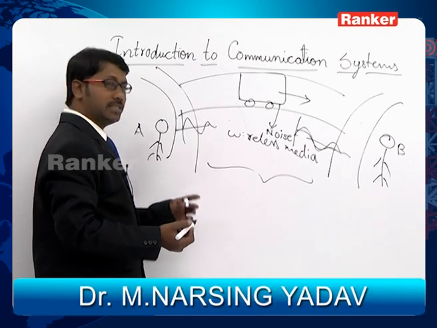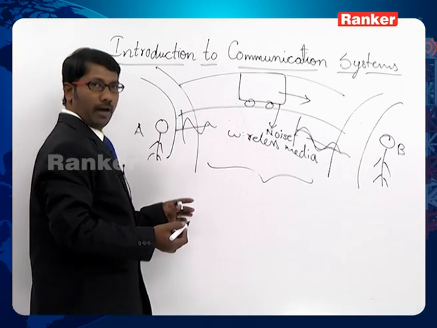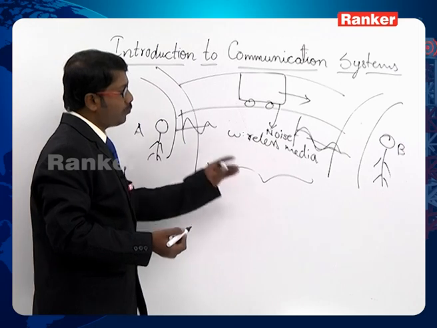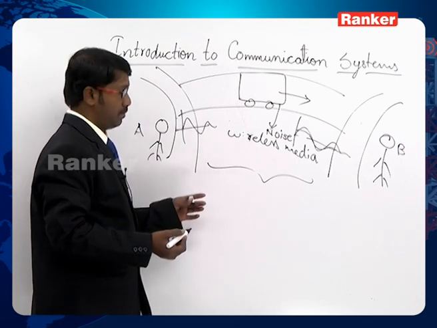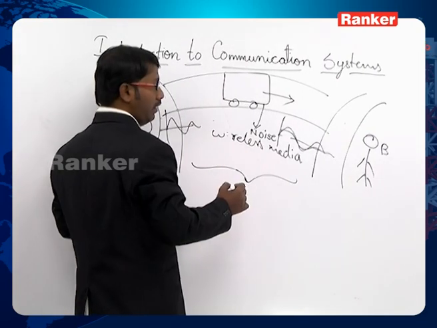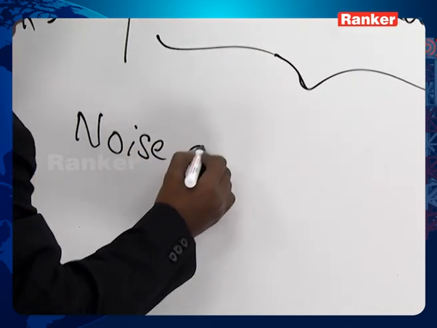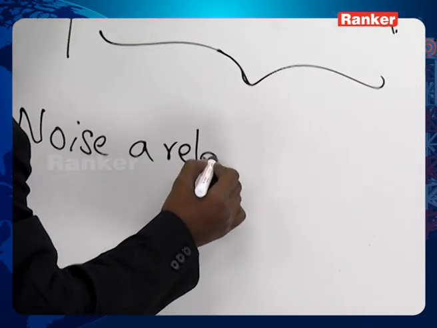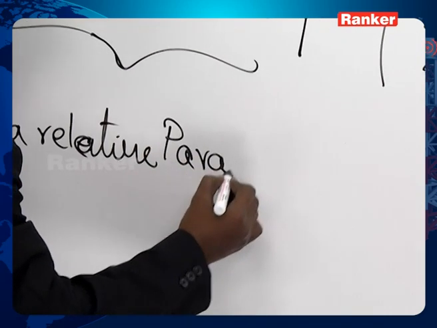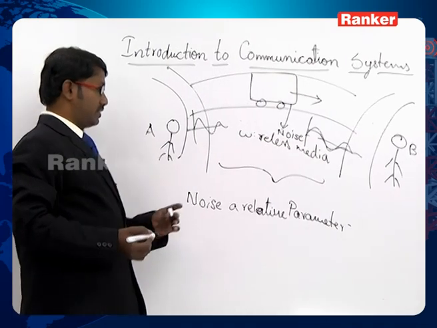So B receives the signal from A in an attenuated manner. Along with that, it has got an extra signal which is unwanted by B, which I am calling noise. Now let me make this point very clear. Noise is a relative parameter. Now what do I mean by this?